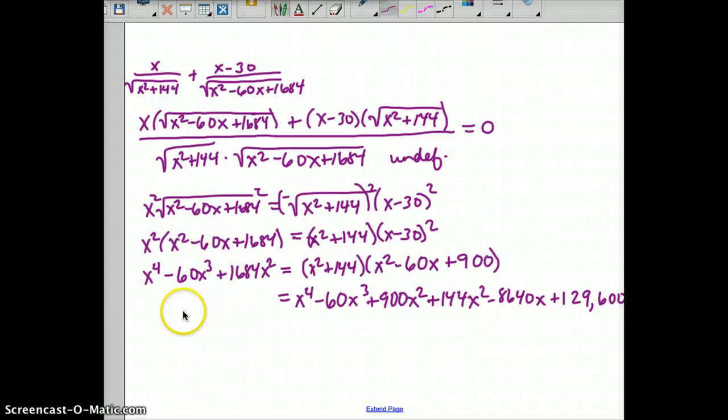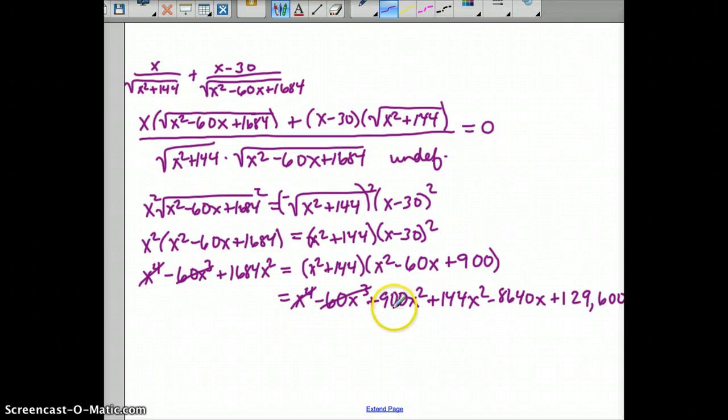All right, almost done with this problem. So on the left side, we're going to add our 60x to the third to this negative 60x to the third, so those are going to cancel out. And we're going to subtract x to the fourth, and those are going to cancel out. We're going to subtract 1684.